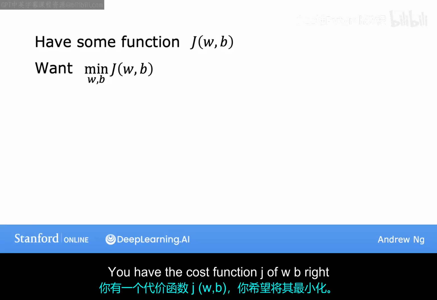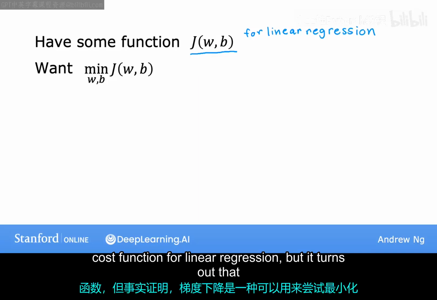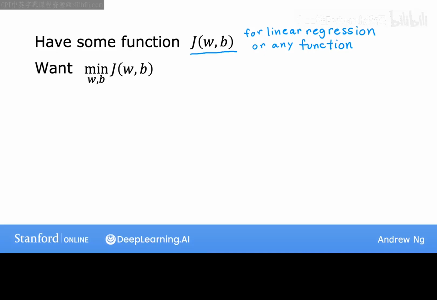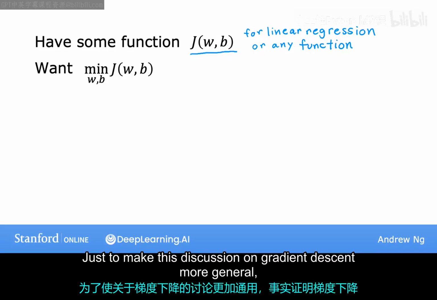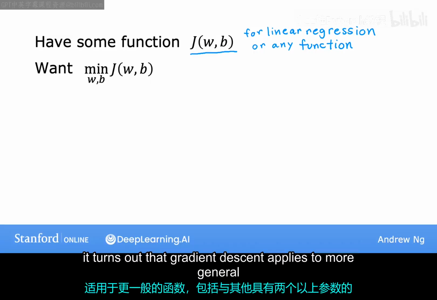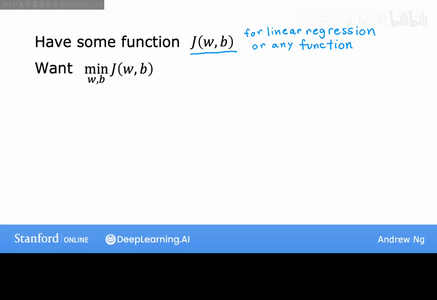You have the cost function J of w, b right here that you want to minimize. In the example we've seen so far, this is a cost function for linear regression, but it turns out that gradient descent is an algorithm that you can use to try to minimize any function, not just a cost function for linear regression. Just to make this discussion on gradient descent more general, it turns out that gradient descent applies to more general functions, including other cost functions that work with models that have more than two parameters.